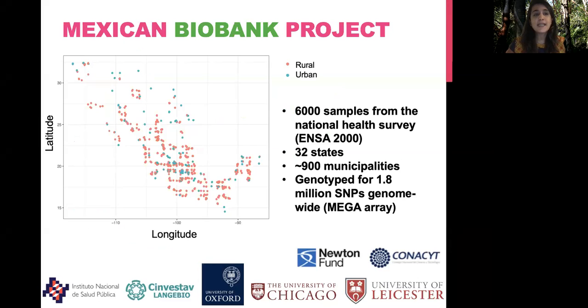The collaboration extends to Oxford University and University of Leicester in the UK and the University of Chicago in the US, among an even larger collaborative network.